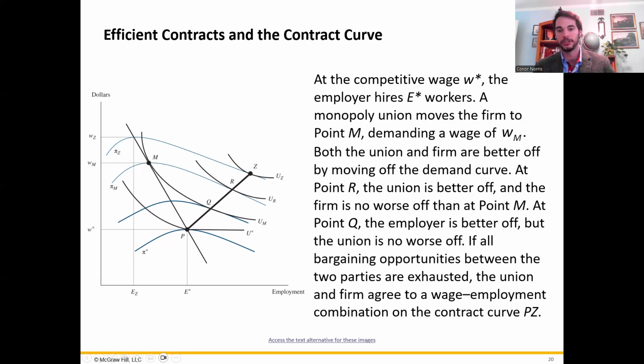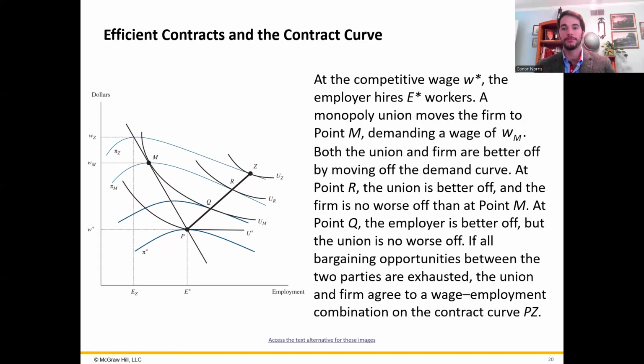There's no negotiation back and forth. So both parties can make themselves better off by negotiating and offering a different wage employment combination. Now, in this example, point Z along the isoprofit curve, pi Z, so this one right here, leading to point Z there, is the maximum wages that the firm can pay and still break even. This is basically how the textbook defines that curve.